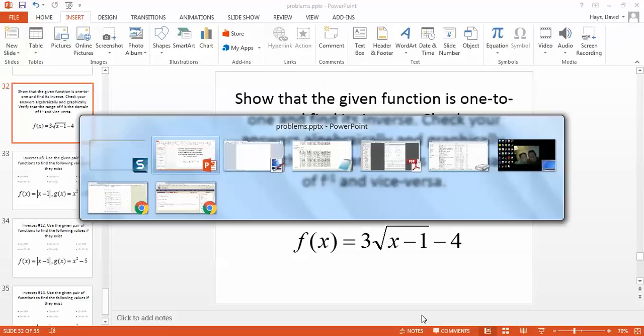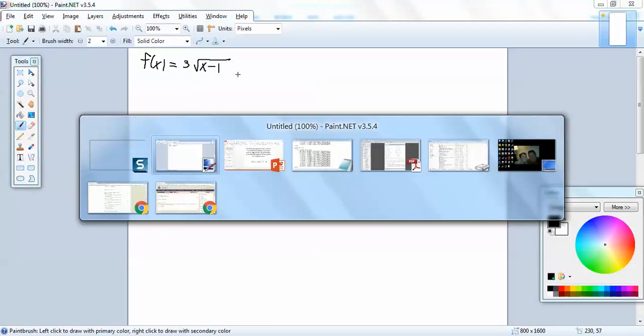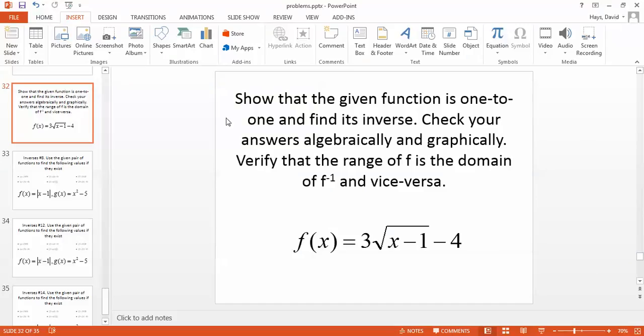Let's take a look at this problem. We've got f of x is equal to 3 square root of x minus 1, minus 4. It says show that the given function is 1-to-1, find its inverse.